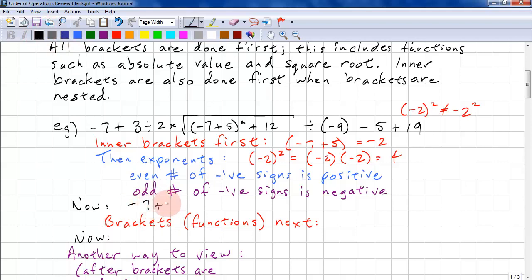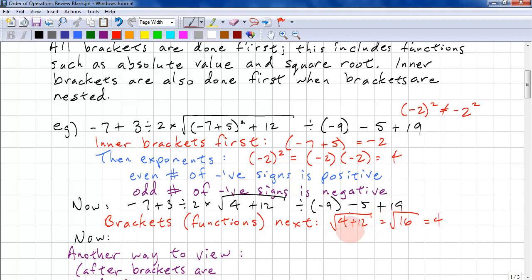negative 7 plus 3 divided by 2 times square root. We have 4 now, and that's plus 12, and that's divided by negative 9 minus 5 plus 19. So brackets again are next, and that means we're doing the square root. We have square root of 4 plus 12, so that's square root of 16, and that's 4. We're not solving for a variable and taking the square root, so this is just 4. It's not plus or minus 4.